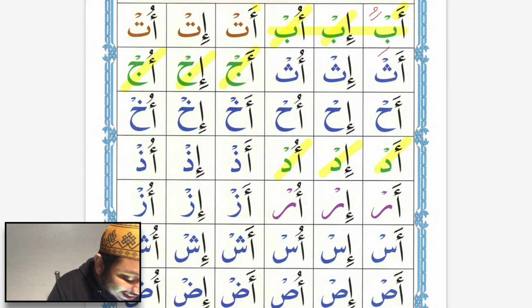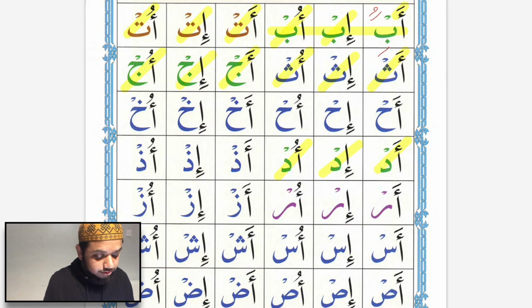Hamza, Fatha, Ta, At. Hamza, Kasra, Ta, It. Hamza, Dhamma, Ta, Ut. Hamza, Fatha, Tha, Ath. Hamza, Kasra, Tha, Ith. Hamza, Dhamma, Tha, Uth. As you can see, it's just making its original sound. Now that there are no vowels on the letters, they're just making their original sounds. For example, t, th, s, l, n.